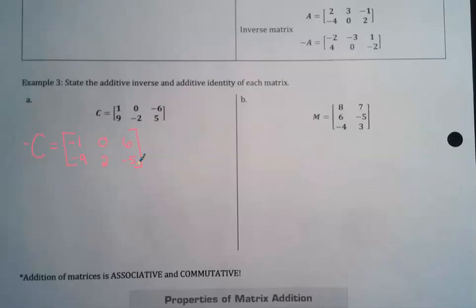Then the additive identity of each matrix. So the additive identity is a 0 matrix. You're just going to make it the same dimensions and it's full of zeros. So it's a 2 by 3. So you have 3 zeros in the first row and 3 zeros in the second row. Ta-da! It is your additive identity matrix.